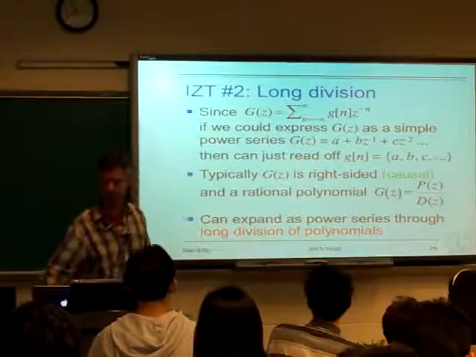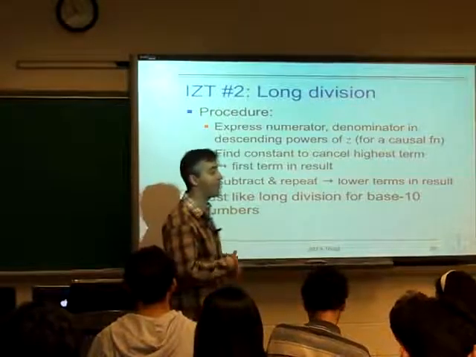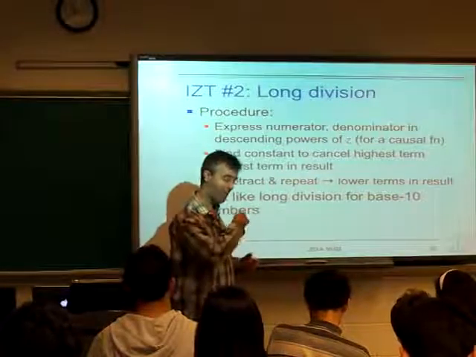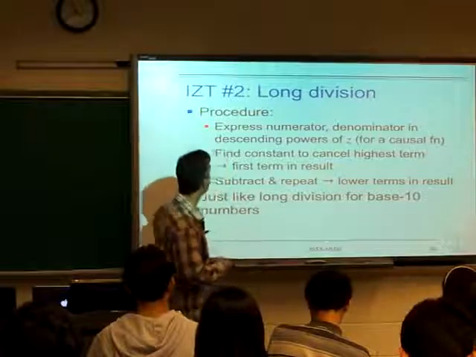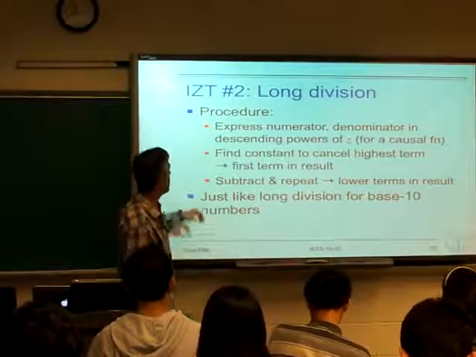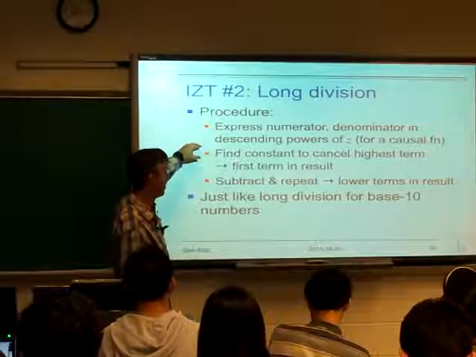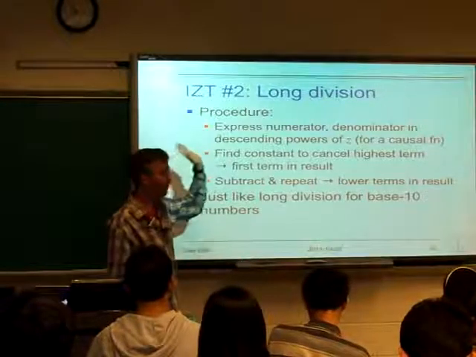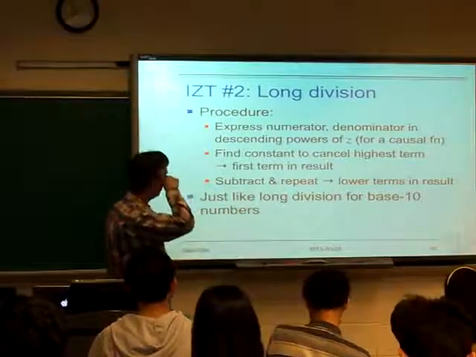But we can get that full, in general infinite length, power series expression by actually working through the division, and this is basically the generalization of how we do long division of numbers that we learned in grade school. So the procedure is you express your numerator and denominator in descending powers of z, assuming that you are working causally. You're trying to find a solution that has a right-sided expansion.